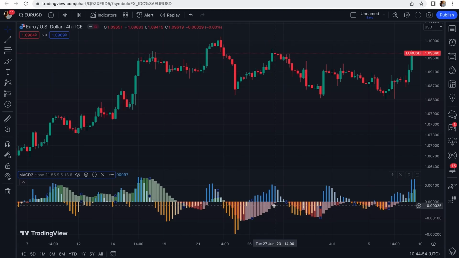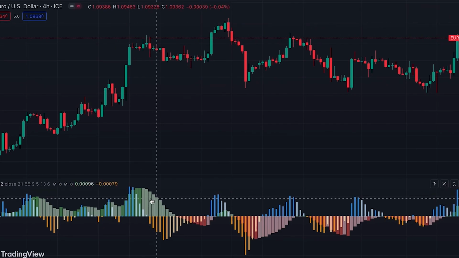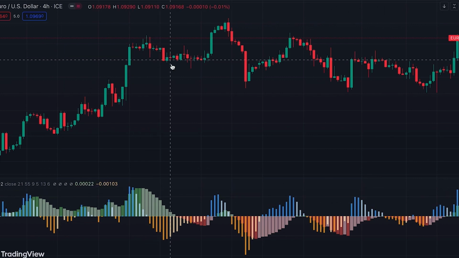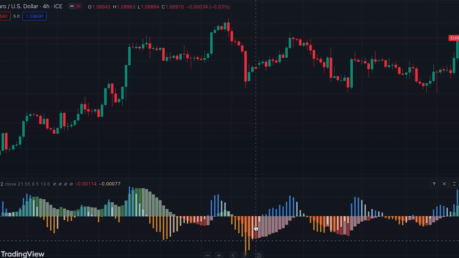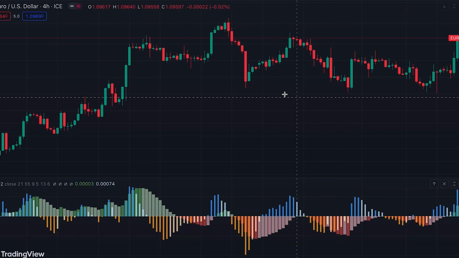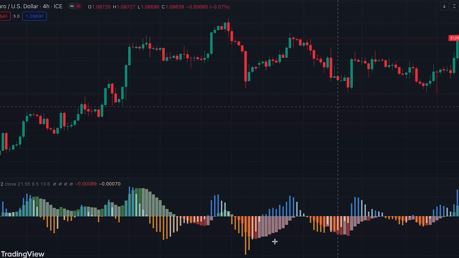they have different colors. For the longer MACD, it changes color between green and red. When it's above 0, it's green, and when it's below 0, it's red. It's dark green when the upside momentum is gaining strength, and light green when the upside momentum is weakening. And on the other hand, when the downside momentum is gaining strength, the histogram is in dark red color, and when the downside momentum is weakening, it's light red.